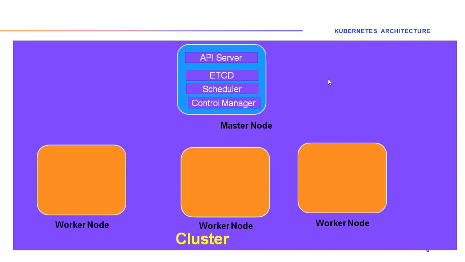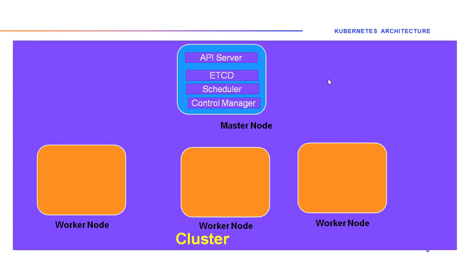Next is etcd. We have multiple worker nodes, master nodes, and a lot of other things, so all that configuration we need to store somewhere, right? etcd is nothing but a key-value pair storage to store all this configuration.